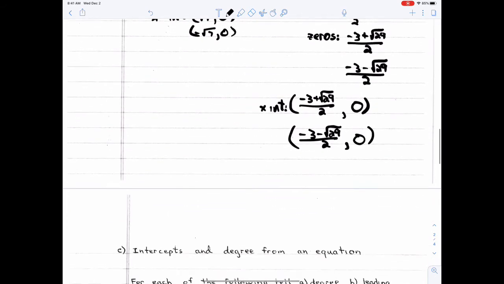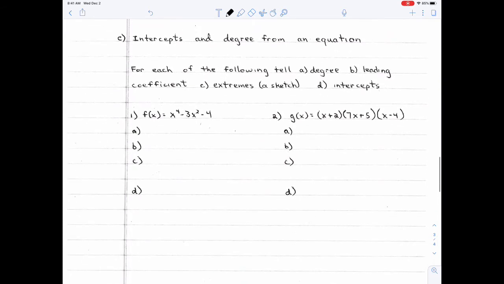Okay, all right, let's find the intercepts and the degree from an equation. Okay, so for each of the following, tell the degree, leading coefficient, extremes, in other words, up or down, and then the intercepts. Okay, so let's take the first one. So the leading coefficient is positive, okay, and it's positive 1. The degree is 4. The extremes, well, since it's a positive leading coefficient, the right goes up. Since it's to the 4th power, the left's going to do the same.